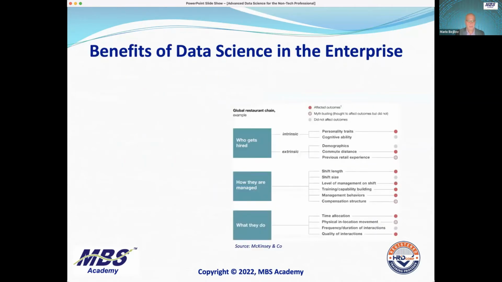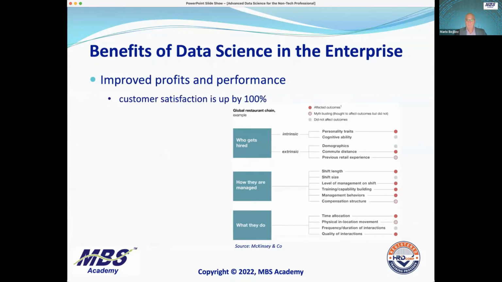Some of the benefits of data science in the enterprise: we definitely can get improved profits and performance. Now, what you see here is basically data science being used by a chain of restaurants. I don't know which one. This is an article published by McKinsey & Company, the consulting outlet. They don't say which restaurant chain, but think something like McDonald's or Burger King, Pizza Hut, something like that. Anyway, they're using data science, looking at the performance of their staff and suggesting some improvements. They actually got customer satisfaction to increase by 100%, within 4 months of starting the initiative.